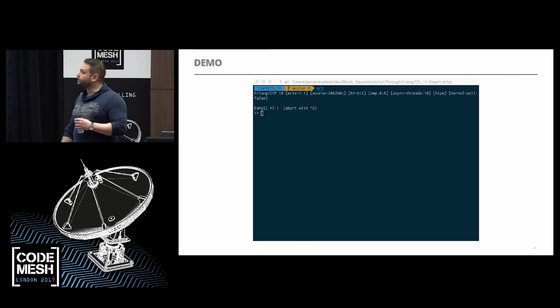Here I just recorded this in my Erlang shell, just to show you guys that it actually also works. Here I'm just starting up the DXNN platform.